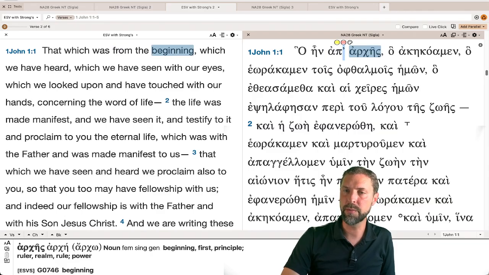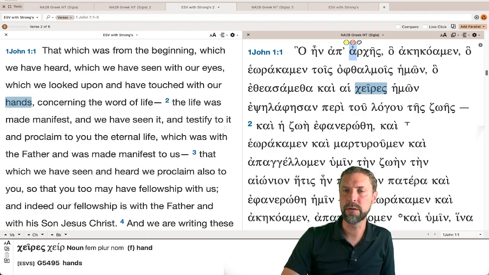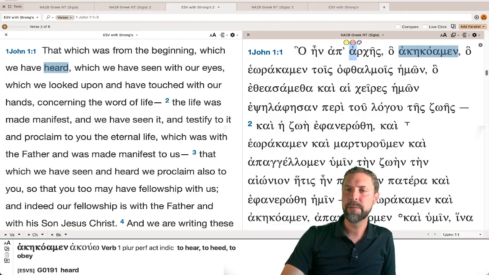So the omicron is dropped off because we're starting with a vowel here. What was from the beginning, what we have heard. And so I've got a kuo here. This is one of the forms I showed you. I can see roots or similarities in here. This is actually the stem. This is the kappa alpha combination in here, koamen, kaamen.